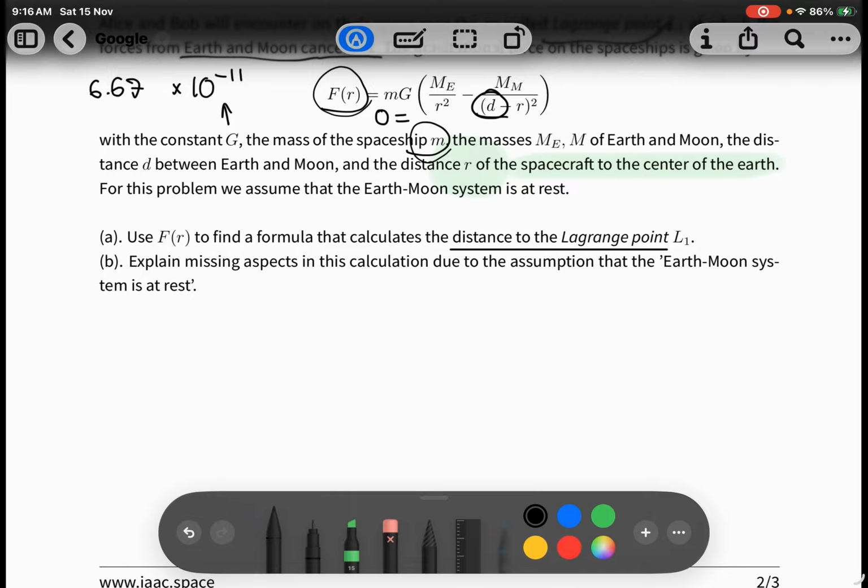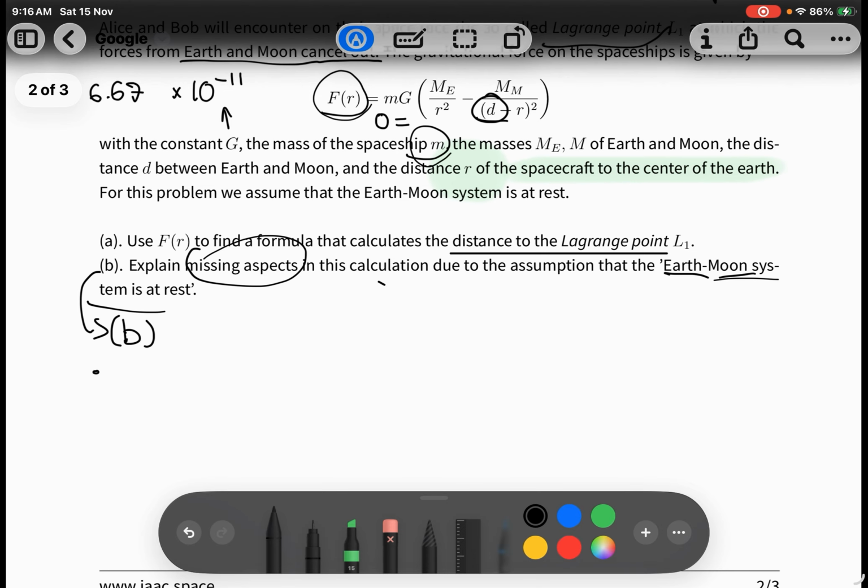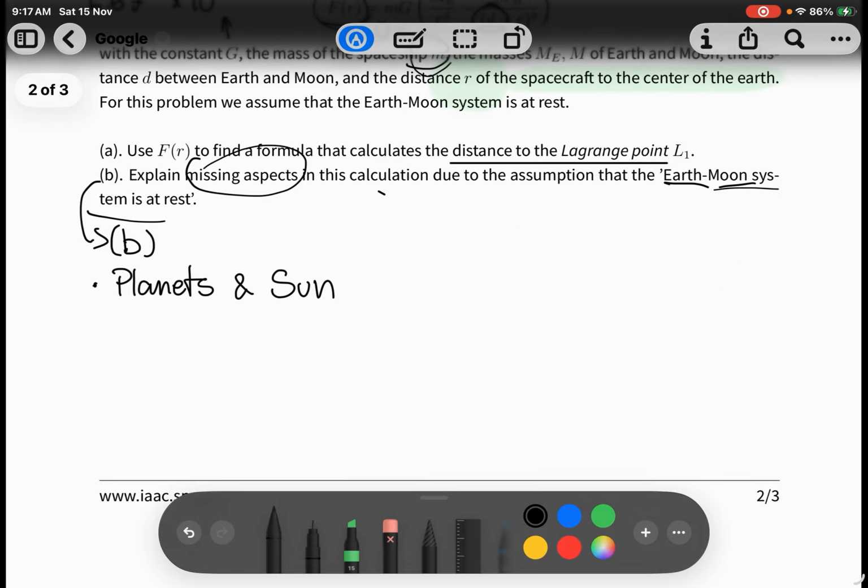Okay, wait, B is just a lot easier, so I'll just answer B. So, for B, the solutions are, first of all, it says missing aspects in the calculation due to the assumption that Earth and Moon stay there. So it says Earth and Moon, so we're not accounting for the other planets and the Sun. Okay. What else?